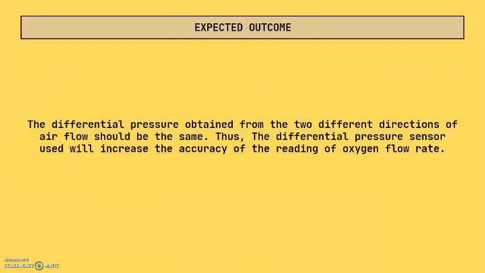What we expected from this experiment is that the differential pressure obtained from the two different directions of airflow should be the same. Thus, the differential pressure sensor used will increase the accuracy of the reading of oxygen flow. So I will pass to my friend Eza for her part.